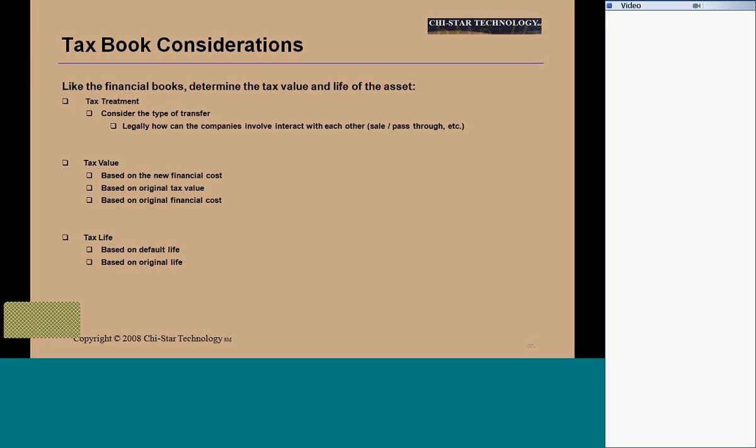What is the value of my asset? The same thing with the life. How do I treat the life? My two options for life would be either defaulting it to my current book's life or bringing over the original life. And I have to know, tax-wise, how best to treat that asset.